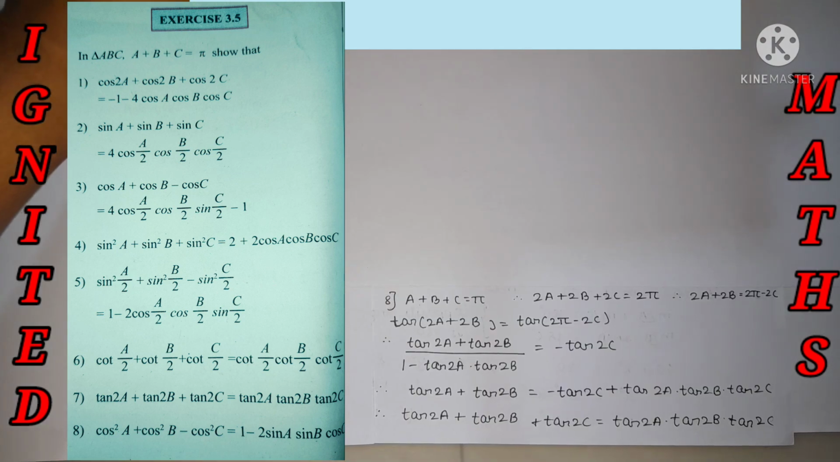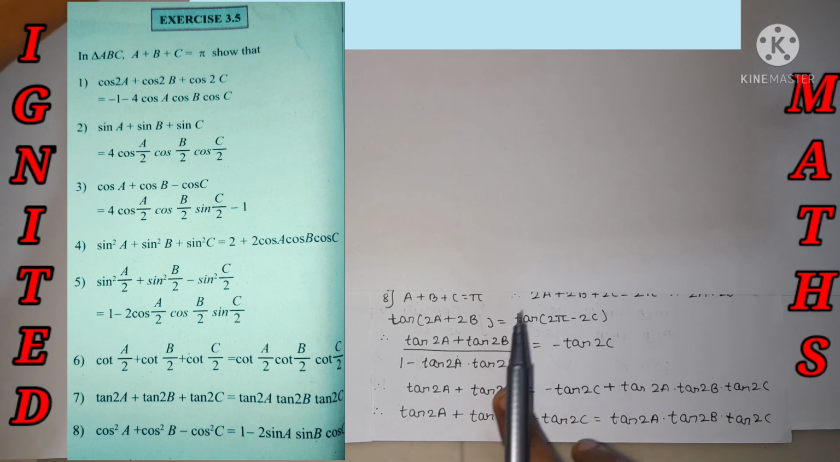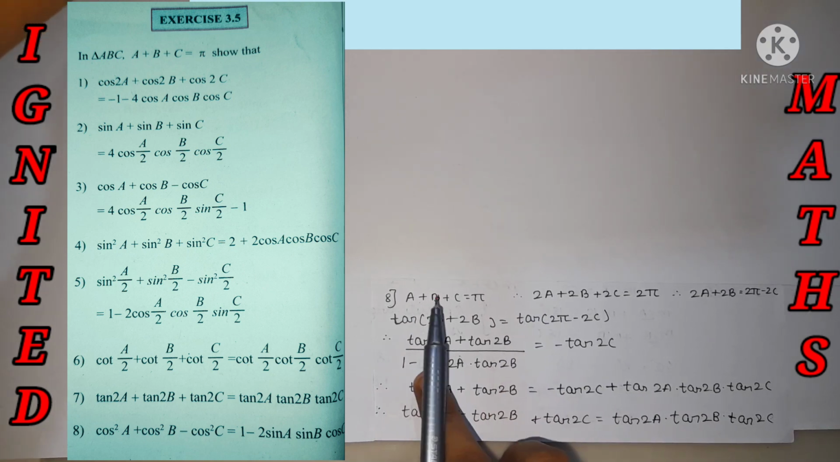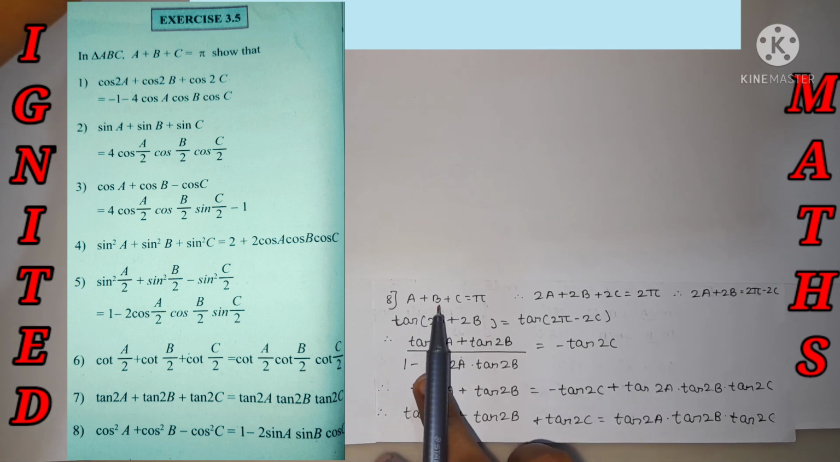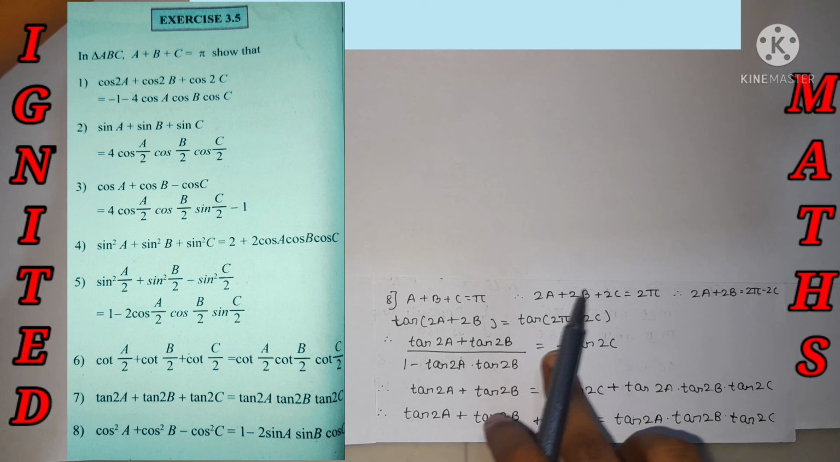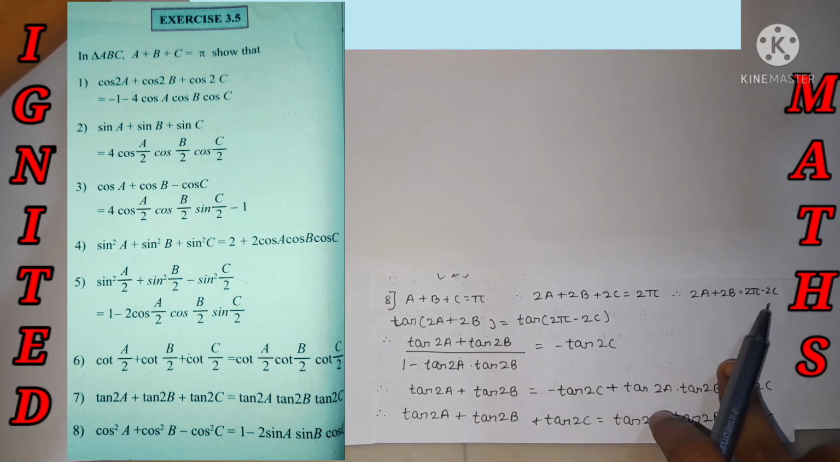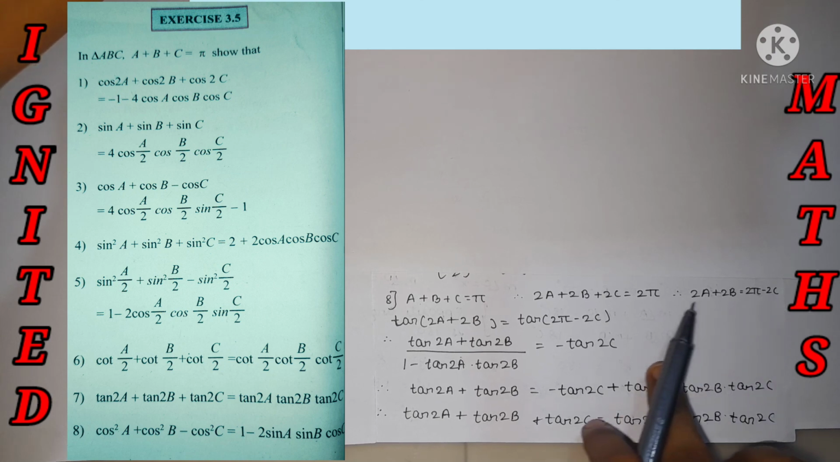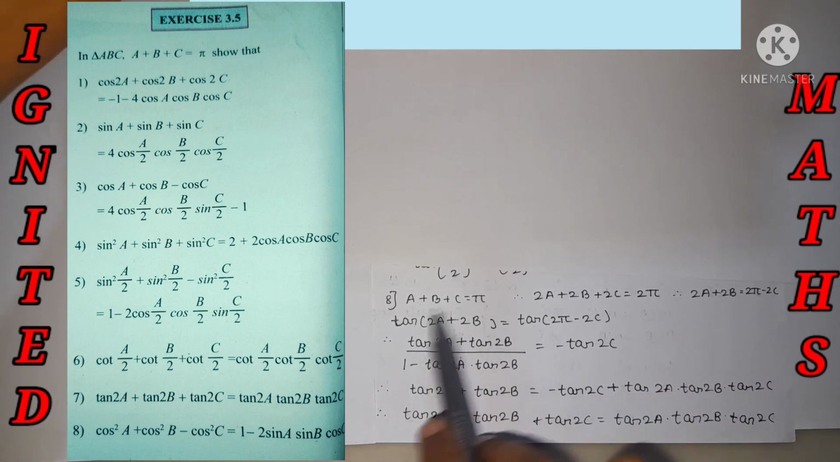Let's move to the 8th sum. Here is the question, so let's get started with it. A plus B plus C is equal to pi. So multiply each and every term by 2 on the LHS and RHS. It is nothing but 2A plus 2B plus 2C is equal to 2 pi. That's what I have represented over here. So 2A plus 2B is equal to 2 pi minus 2C. Yes, so take tan on the LHS and RHS.